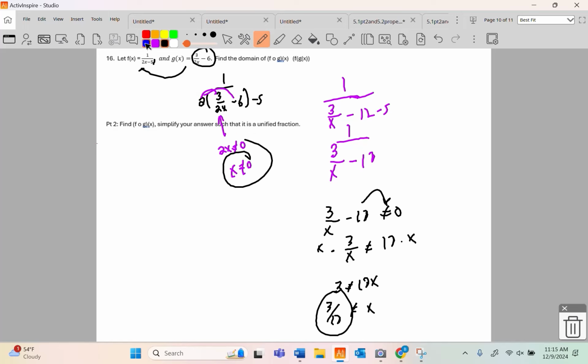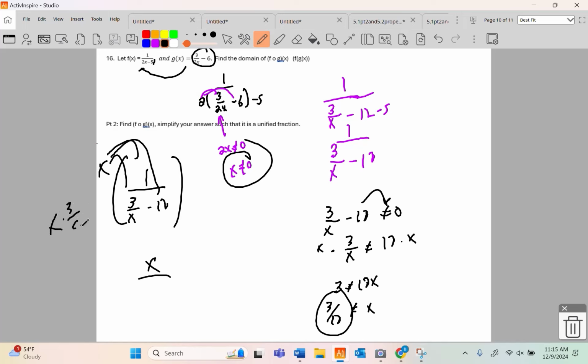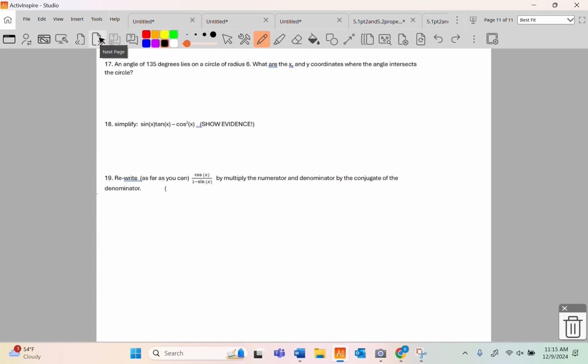All right, the next part. Simplify your answer such that it is a unified fraction. So I'm sitting at 1 over 3 over x minus 17. And all I have to do is multiply everything by x. By x and 1, I get an x. If I do x times 3 over x, the x's cancel. And x times 17 is minus 17x. Easy peasy, lemon squeezy.